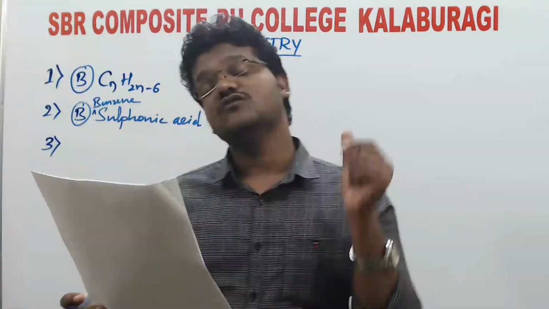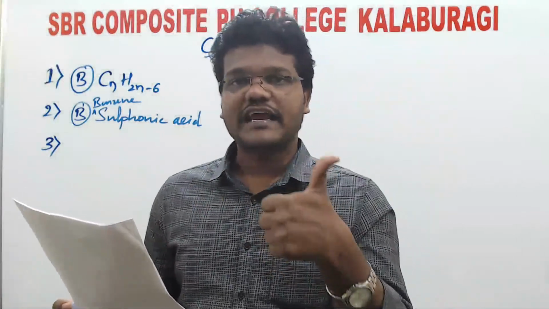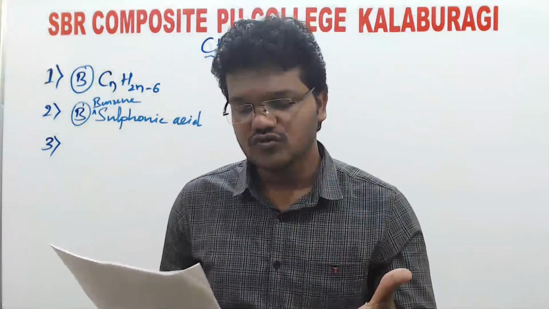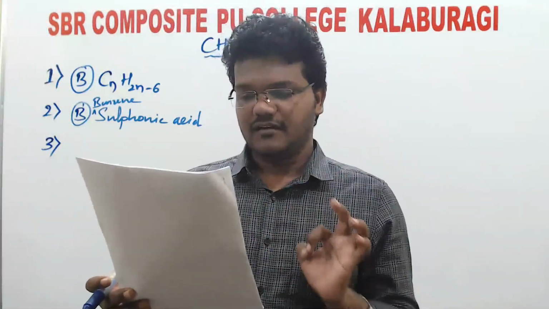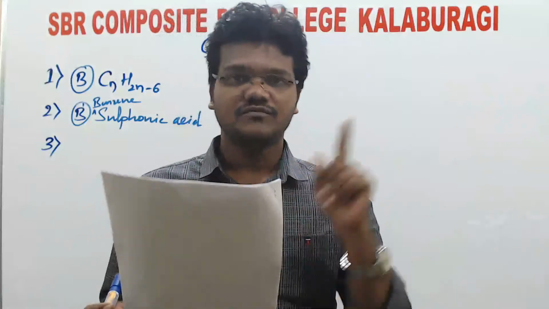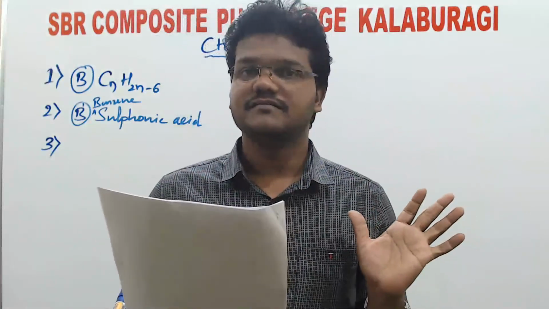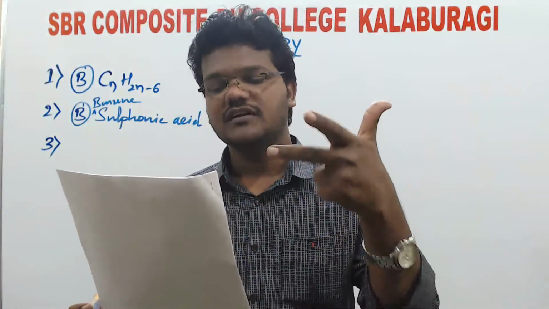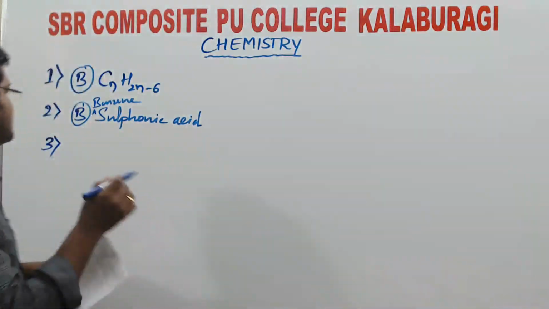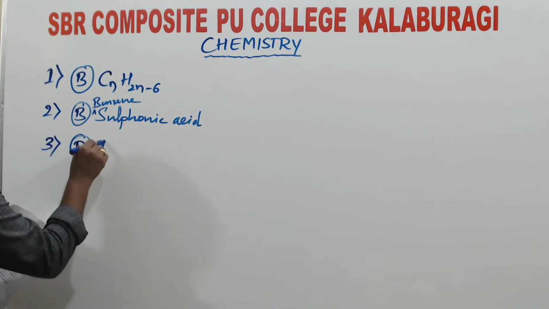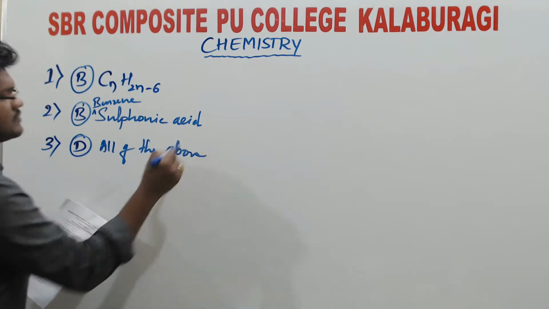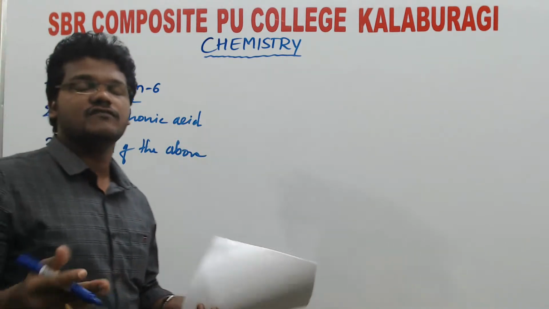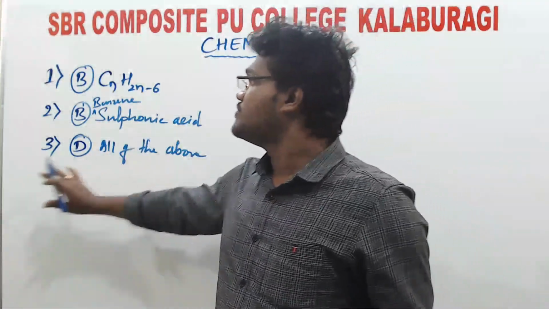So which of the following reactions is shown by benzene? See, benzene will show you addition reaction. Correct. It also shows you electrophilic substitution, and it also shows you pi complex formation. Hence, the answer is option D, all of the above. These all reactions are shown by benzene. So addition, electrophilic substitution, pi complex formation. So for the third one, it is option D, all of the above. Clear?